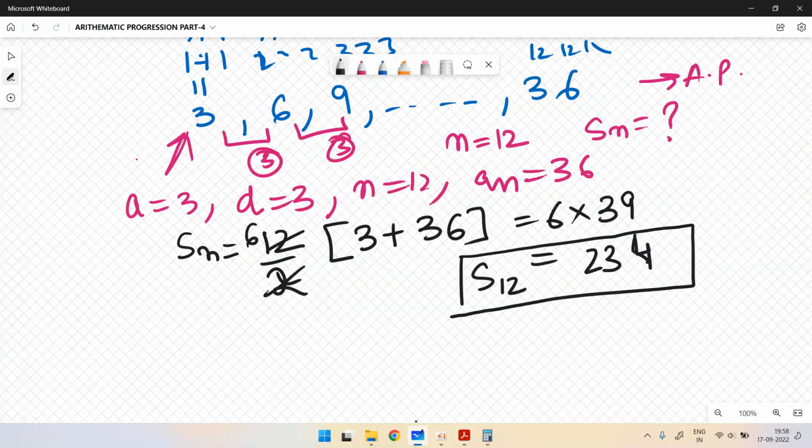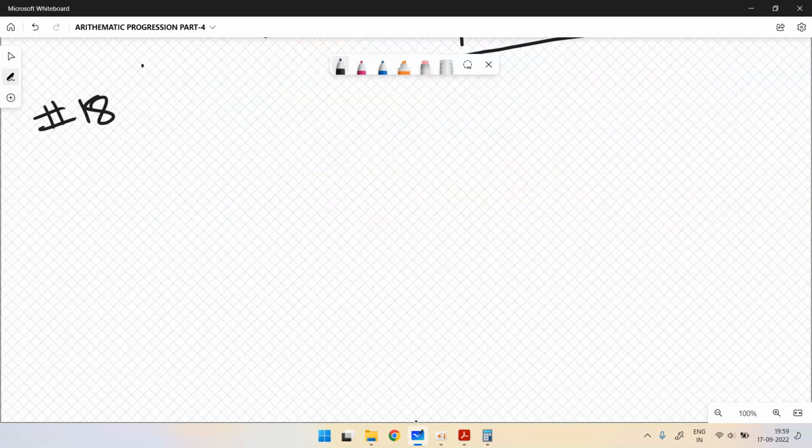To draw the diagram, this is the 18th question. What does it say? It says that this is a spiral, and from point A this is drawn. Then taking this as center, they have drawn this. Then again from this they have drawn this.